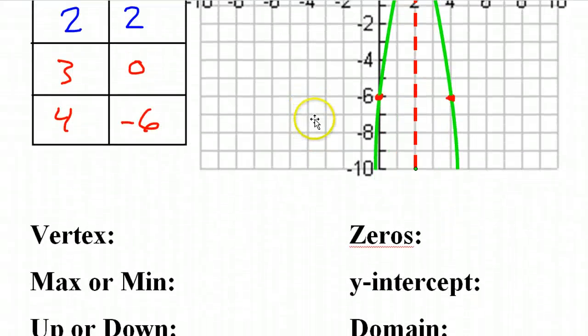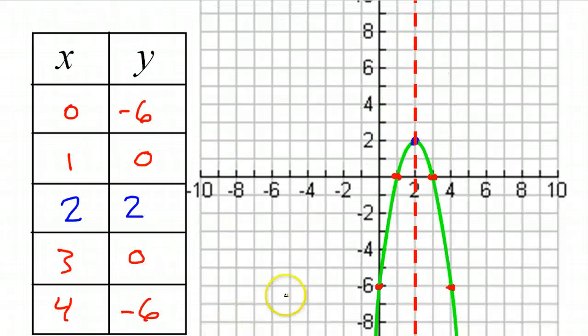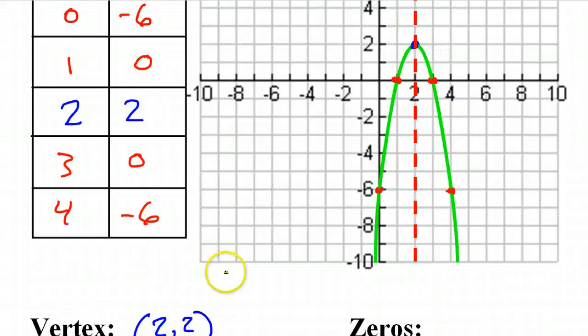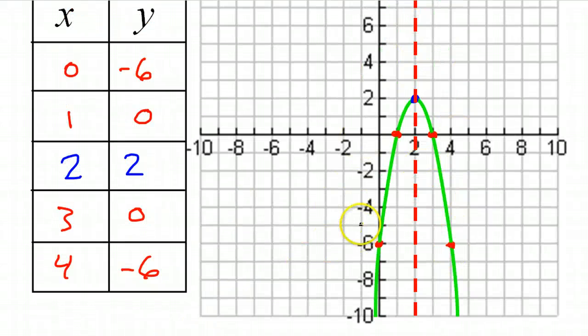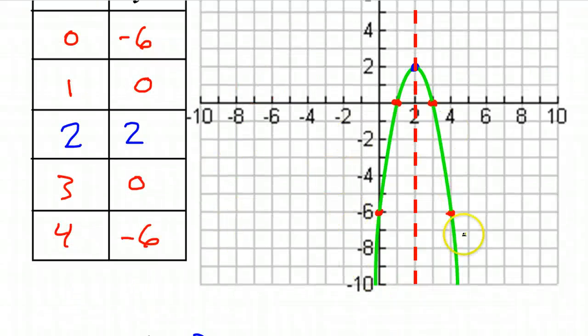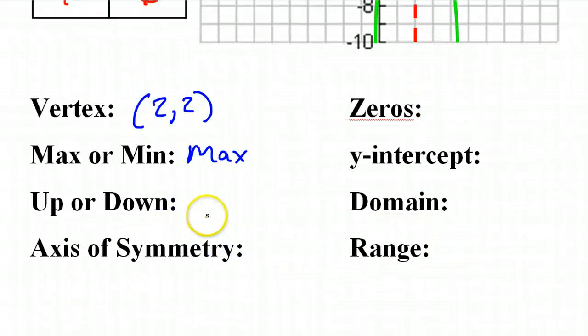Now we should be equipped to answer some of these questions. They want the vertex. Well, we knew from the beginning the vertex was 2, 2. Is this a maximum or a minimum? Well, look, it's at the very top of the parabola. That makes it a maximum. Does this parabola face up or down? Well, we knew it would be facing down because of the negative a value, and sure enough, it's facing down.